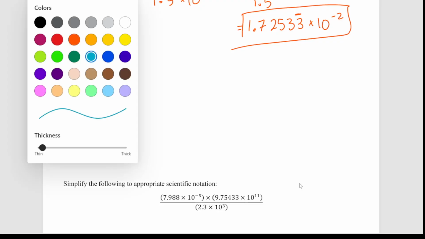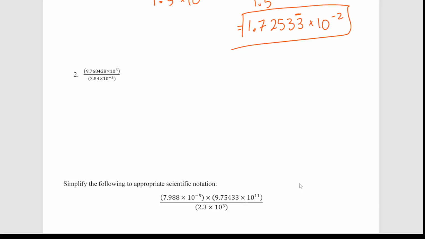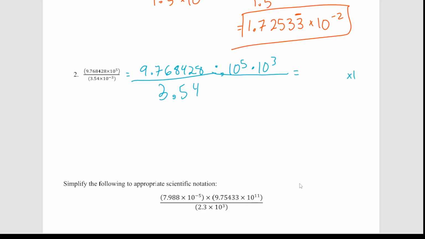So for this next one, again, for these tens, I'm going to go ahead and use my exponent rule. So I have 9.768428 divided by 3.54 times 10 to the 5th over 10 to the negative 3rd. It's going to become 10 to the 5th times 10 to the positive 3rd, all in that numerator. So that's going to wind up with times 10 to the positive 8th, effectively. 5 minus negative 3 does give me positive 8.